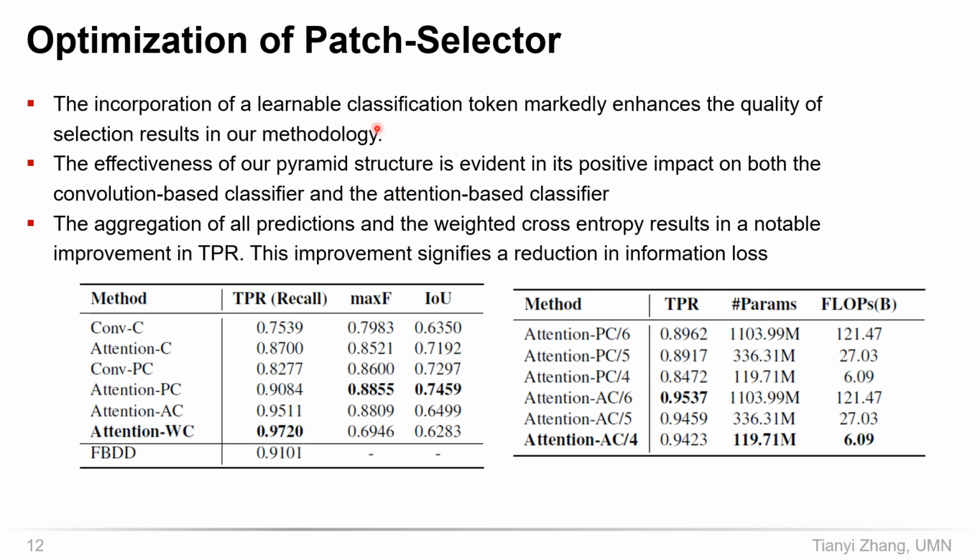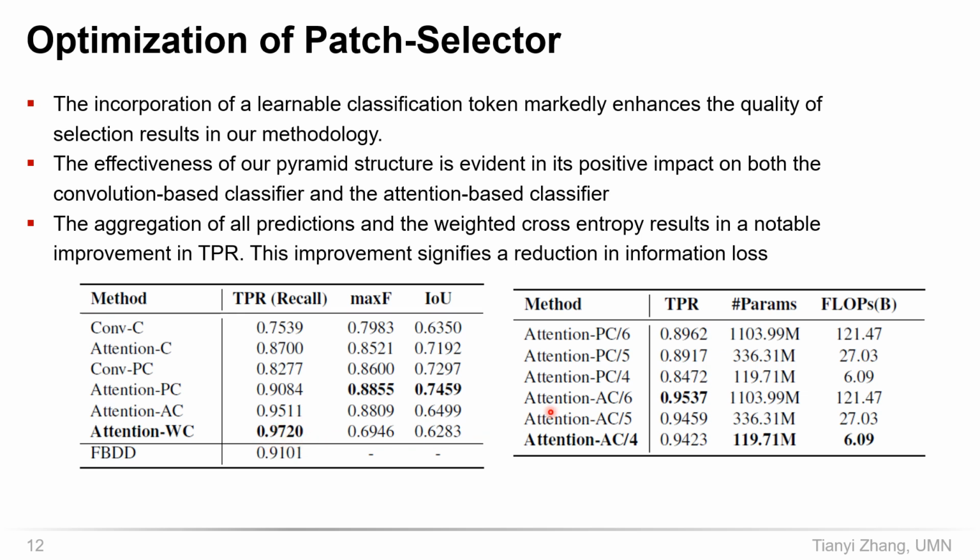This page shows the results of different patch selector structures. As you can see, after we introduce the random token to classify with cross attention, you can find we achieve better performance. And also for the pyramid structure, the performance gets improved a lot. And also for the weighted cross-entropy, you can find only the GPR gets improved. So it means that the information loss will be less.